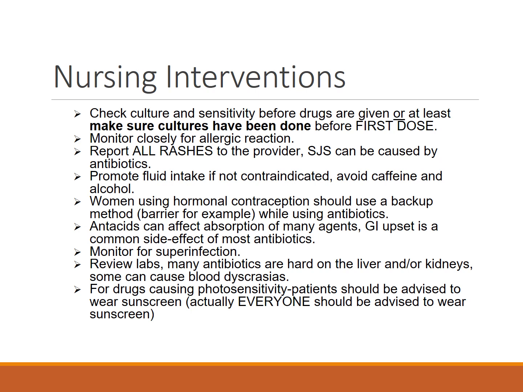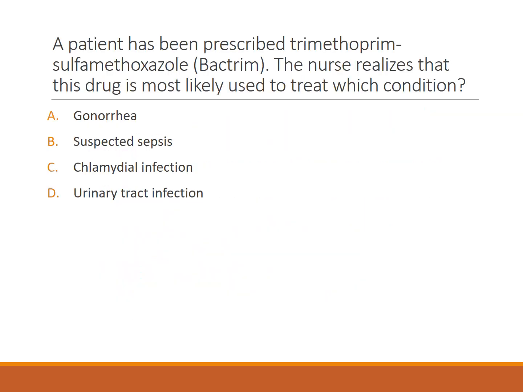And a lot of these are hard on the liver or the kidneys, so you want to make sure that those functions are normal, and if they're not, that the dose is amended accordingly. And some of these drugs can cause blood dyscrasias like anemia. All right. For drugs causing photosensitivity, patients should be advised to stay out of the sun or to wear a hat or sunscreen. And actually everyone should be advised to wear sunscreen, but for a photosensitive medication, they really need to stay out of the sun because they're going to burn.